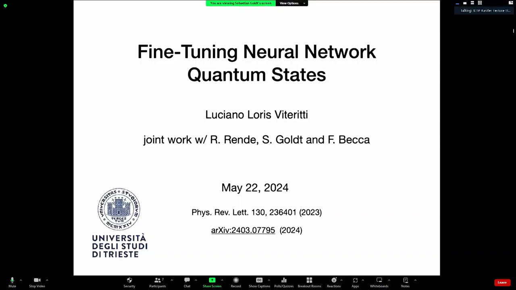All right, so the next speaker is Luciano, who's going to talk about quantum states. Take it away. Thanks to the organizers for this opportunity. I'm Luciano Viteritti, a PhD student at the University of Trieste. In this talk, we discuss how we can use representation learning theory to define a neural network quantum state, and then we show fine-tuning as an application.